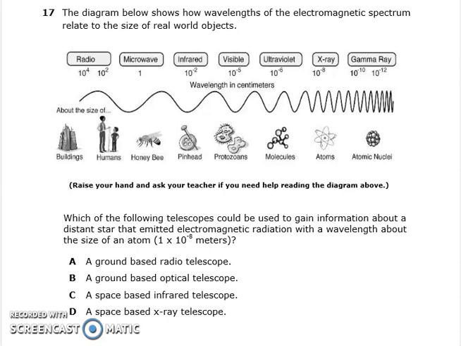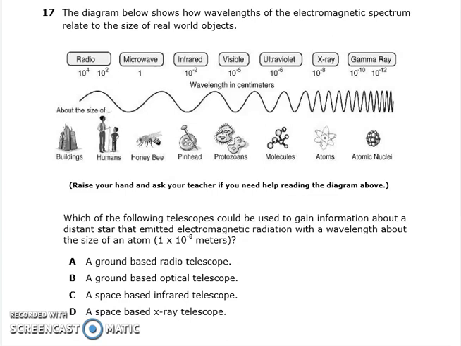Number 17. The diagram below shows how wavelengths of the electromagnetic spectrum relate to the size of real-world objects. Which of the following telescopes could be used to gain information about a distant star that emitted electromagnetic radiation with a wavelength about the size of an atom, 1 × 10^-8 meters?